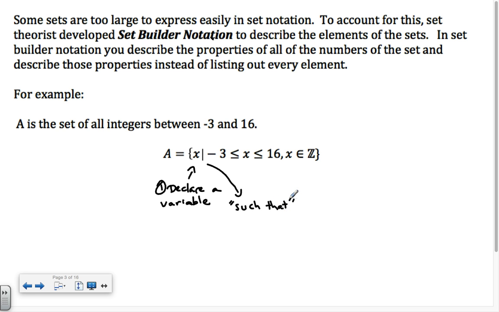Okay, and now all I have to do is list all of the elements or state a relationship between all the elements in the set. So I'm saying that it's all the integers between -3 and 16. Well, I can express that as an inequality or a compound inequality. So I can say, okay, well, this is the set A that contains X such that -3 is less than or equal to X, which is less than or equal to 16. So this is going to be my relationship.